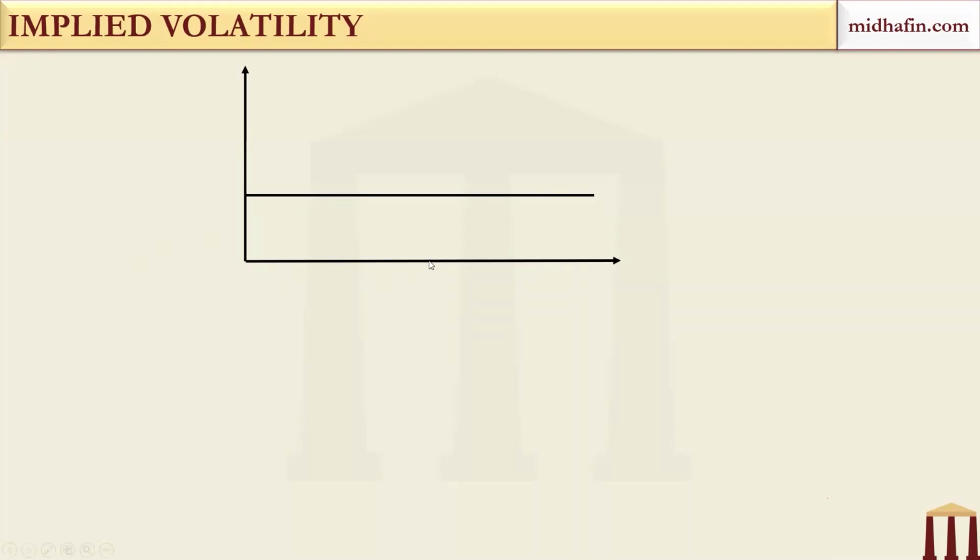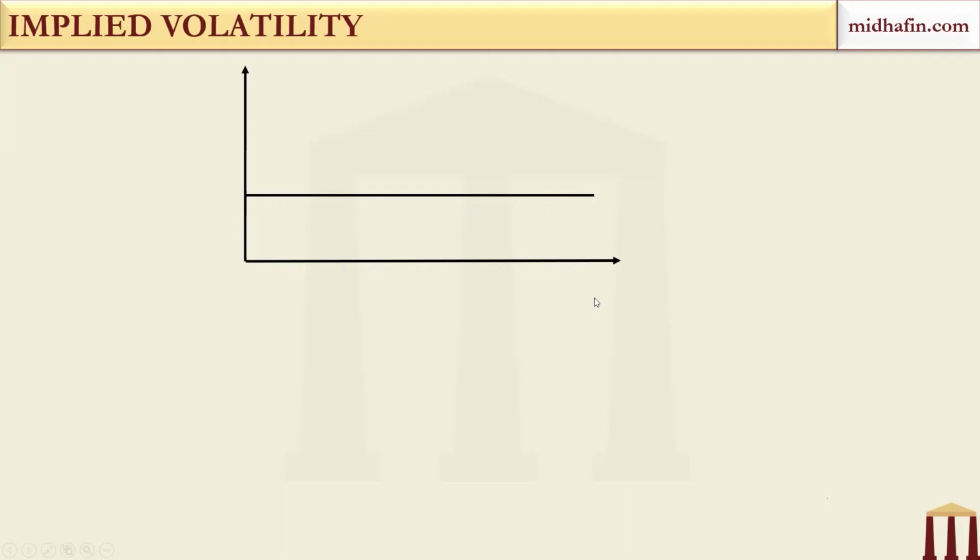Usually we expect that for a stock, volatility will stay constant. So on the x-axis, let's say you have the ratio of K by S naught, or strike price by asset price. To keep it simple, let's say it's only asset price, because for a given option, K is fixed, or we are talking about a fixed strike price. So implied volatility should look like this, a straight line parallel to the x-axis.